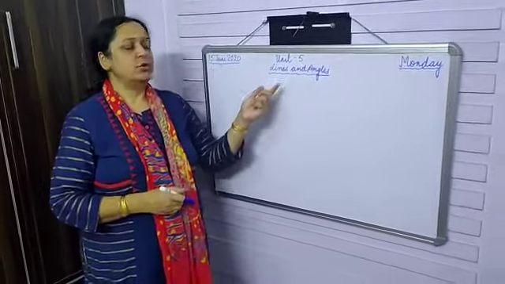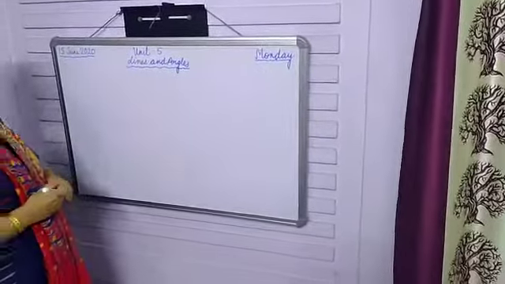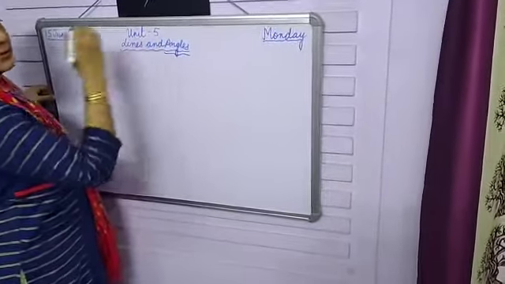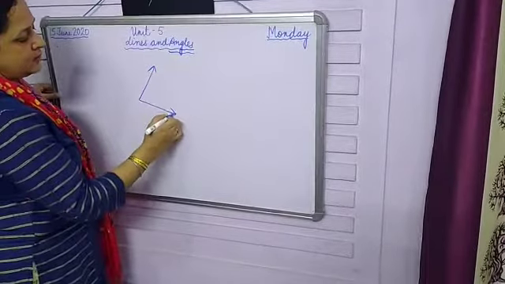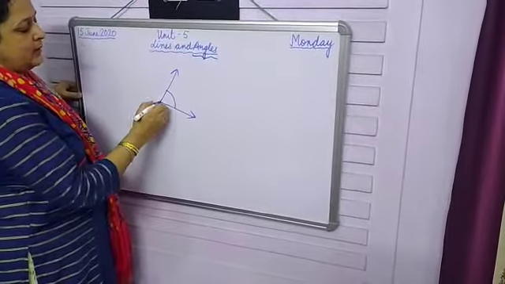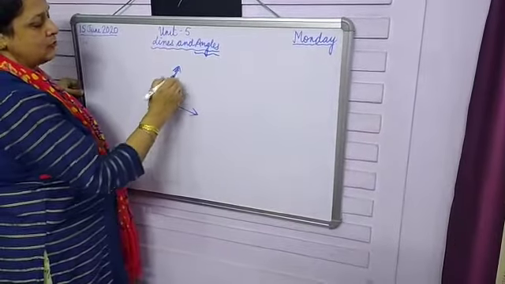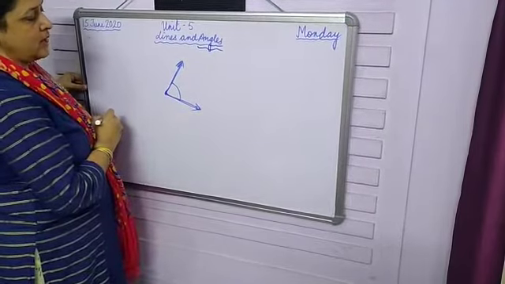Now, the next unit which we are going to start is Unit 5, Lines and Angles. First, we are going to study about angles. Now, what is an angle? Let us recall. Whenever two rays start from the same point, then they make an angle. These are the arms of the angle, and this point is known as the vertex of the angle.